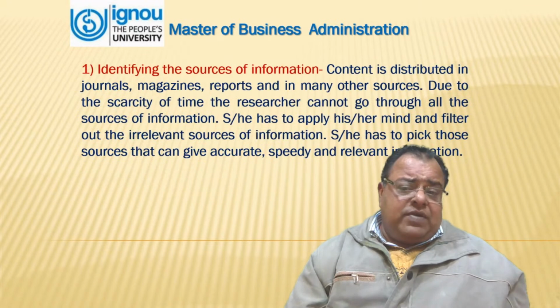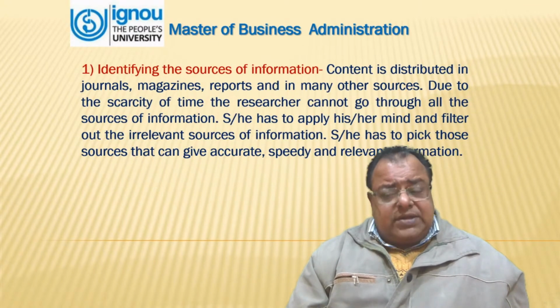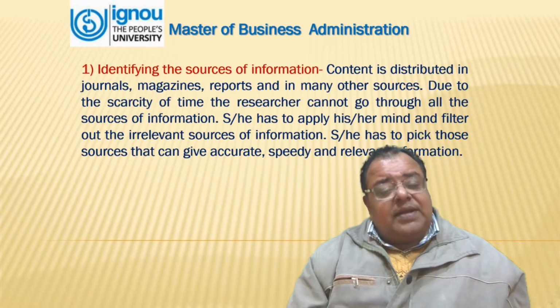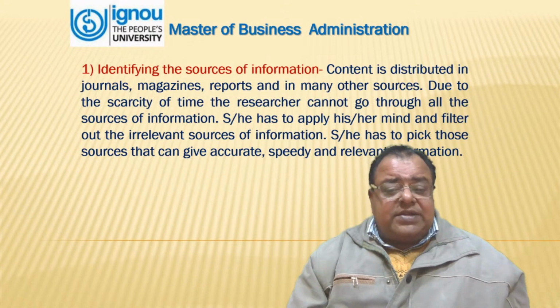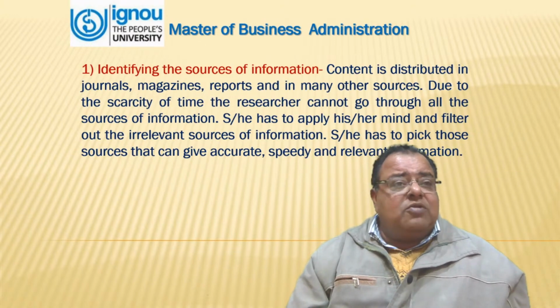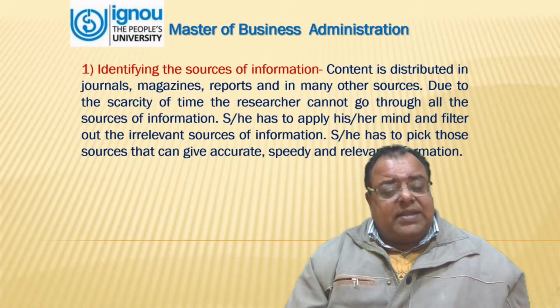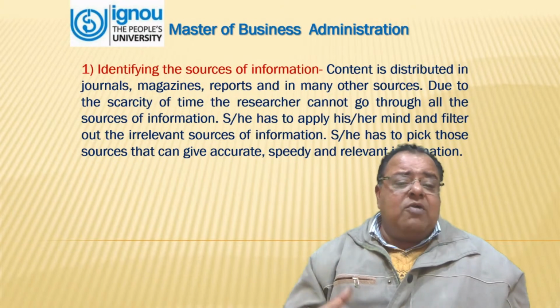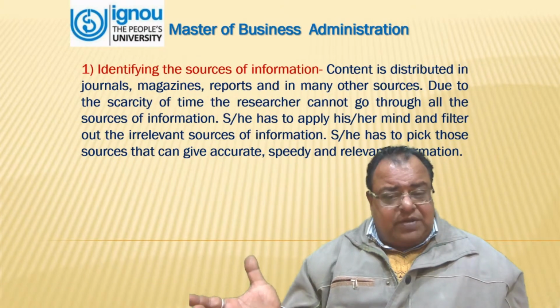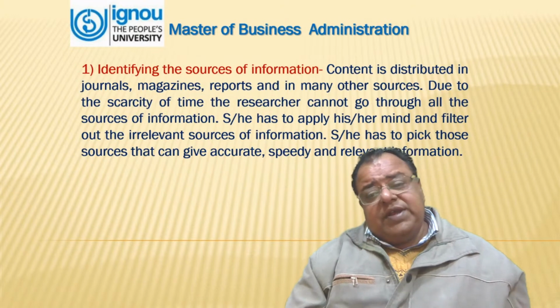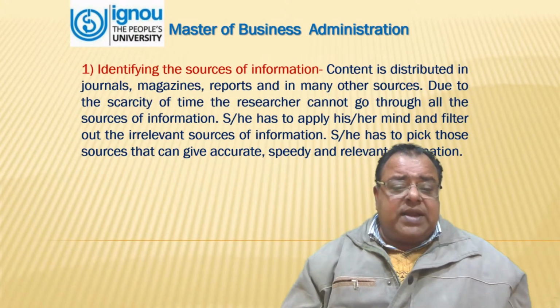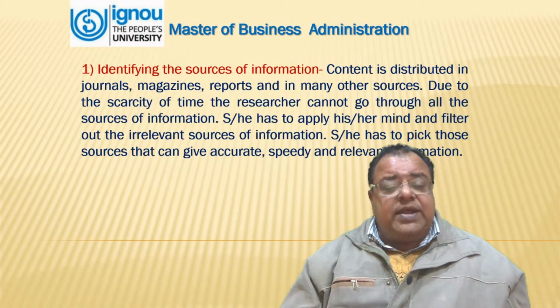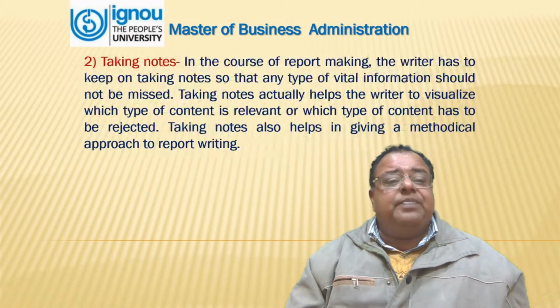Identifying the source of information means content is distributed in the journals, magazines, reports, and in many other sources. Due to the scarcity of time, the researcher cannot go through all the sources of information. That means at that time he or she has to apply his or her mind and filter out the irrelevant sources of information. So he or she can pick those sources that can give accurate, speedy, and relevant information.